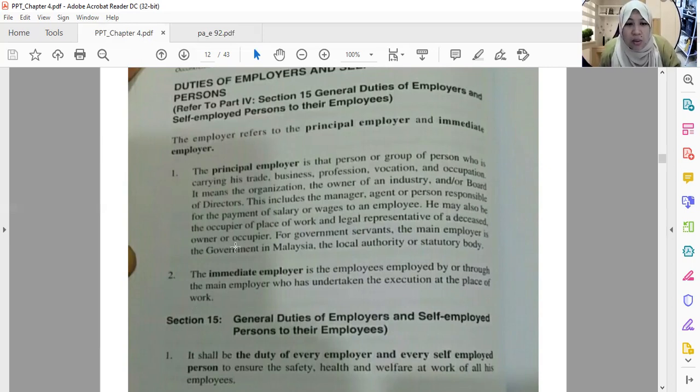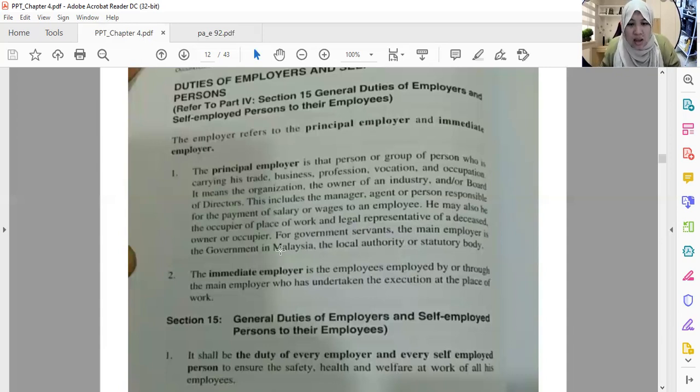And then he may also be the occupier of place of work and legal representative of business owner or occupier. Dia kata mereka merupakan, he may also be the occupier. Occupier ni yang menyediakan tempat kerja dan juga legal representative. Orang yang bertanggungjawab dalam memastikan supaya ada berlakunya siapa owner or occupier yang menyediakan dan juga legal representative of disease.